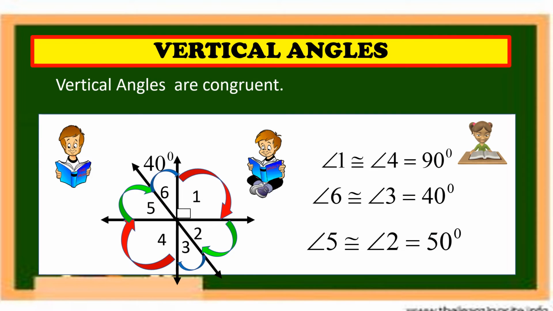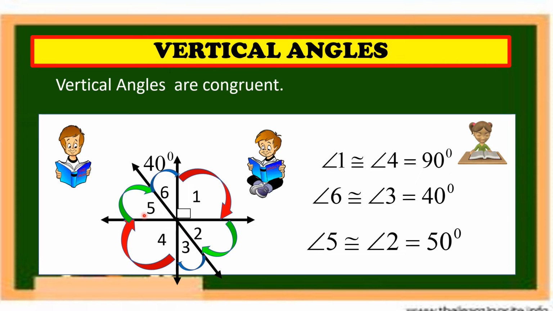So we have vertical angles are congruent. Angle 1 is congruent to angle 4. Angle 6 is congruent to angle 3. And angle 5 is congruent to angle 2. This is the symbol for the right angle. Since this is a right angle, angle 1 is congruent to angle 4, which is equal to 90 degrees. Angle 6 is congruent to angle 3, which is equal to 40 degrees.